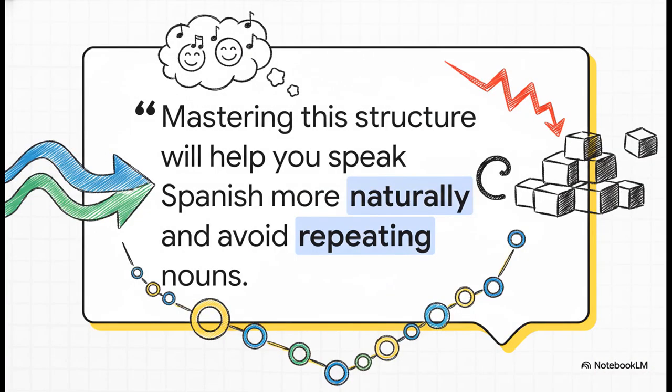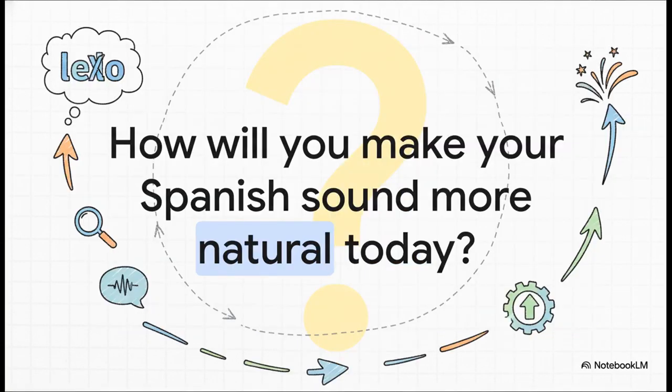And that's really the whole point of all this. By mastering this one simple structure, you're not just learning a grammar rule. You are fundamentally changing the way you speak, getting away from that clunky repetition and getting closer to that natural rhythm of a native speaker. So there you have it. The secret is out. You've got the formula, you've got the pronunciation hack, and you've seen it in action. The only question left is, how are you going to use this to level up your Spanish starting right now?